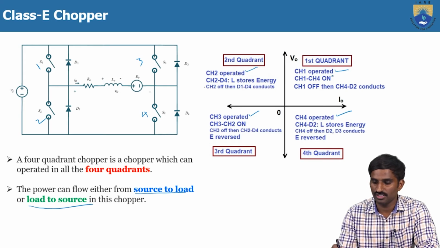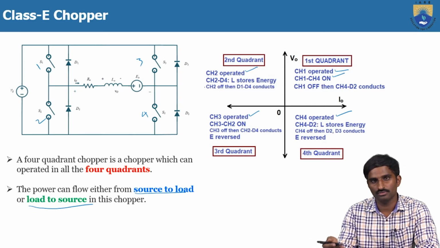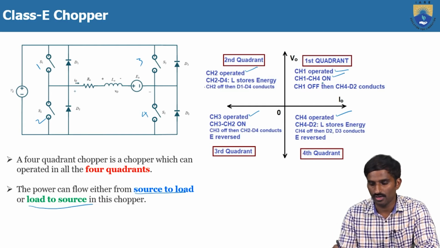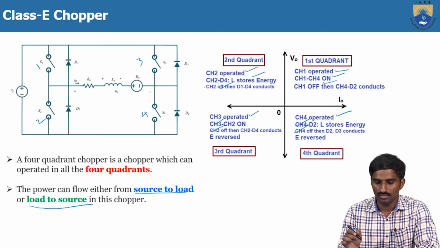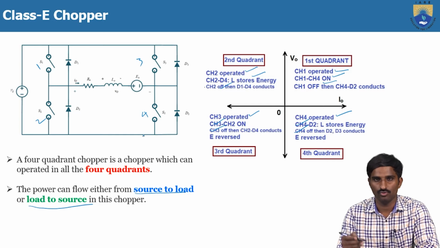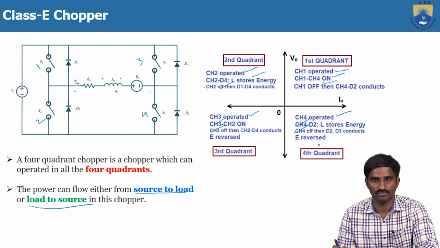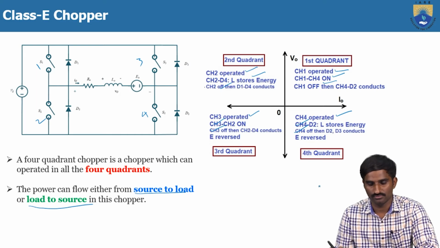Operation is nothing but, initially CH1 is turned on. Of course, in addition some other switches are also turned on, but the full operation is on and off. So we are doing on here and again off here. Similarly, in the second quadrant CH2 is turned on and CH2 is turned off. Similarly, CH3 is turned on and turned off, and CH4 is turned on and turned off. Like this, by operating the switches, we are operating the chopper in different quadrants. That is the beauty of this class E chopper. Then we will discuss one by one.